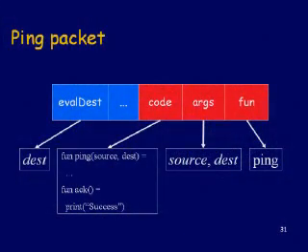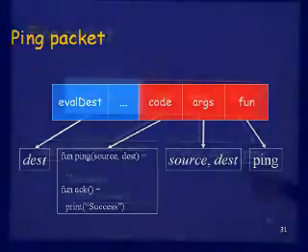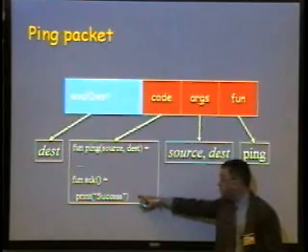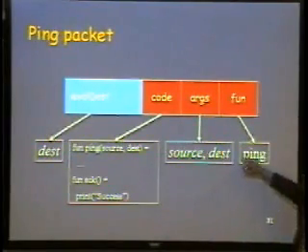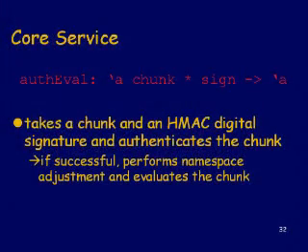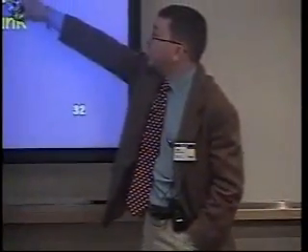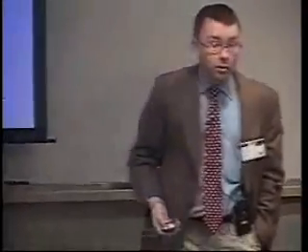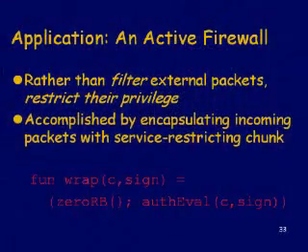The ping packet looks like this. There's a destination. When you get to the end, you print an acknowledgement. Arguments are the source and destination, and the function you call is ping. Here's where you use the digital signatures and authentication. If the signature is appropriate, then you perform the namespace adjustment and perform the evaluation on the chunk. So here's where the cryptography is meeting the programming language in this model.